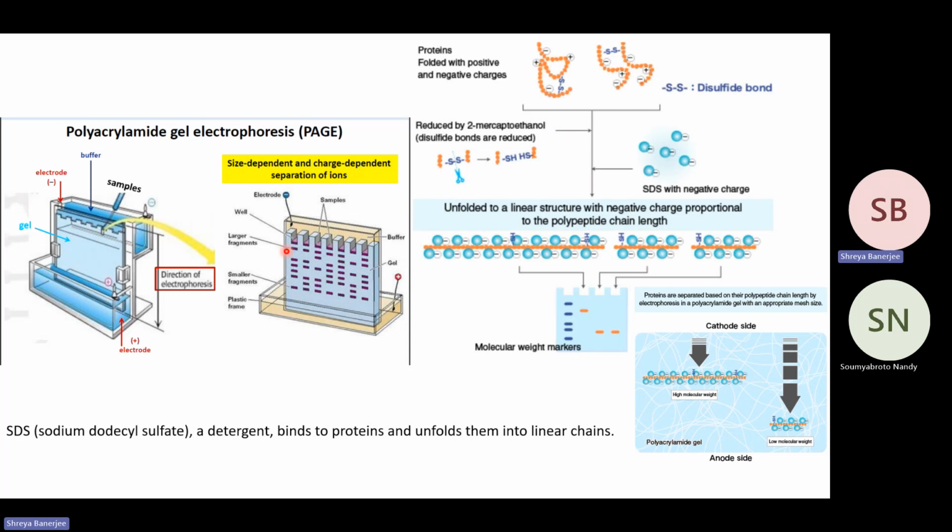So you put one protein in each well and there is a buffer solution. And a potential difference is applied across the setup. So you have a positive charge below and a negative charge above. Now, because of the SDS, the protein molecule has a net negative charge. So the protein molecule will travel down towards the positive charge.